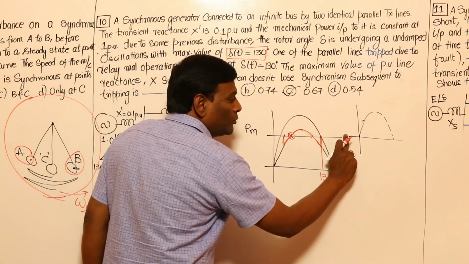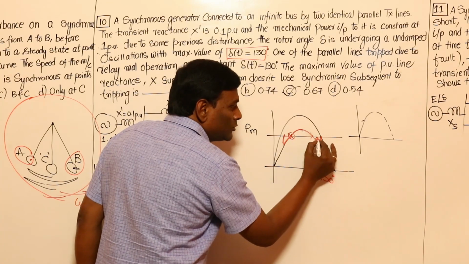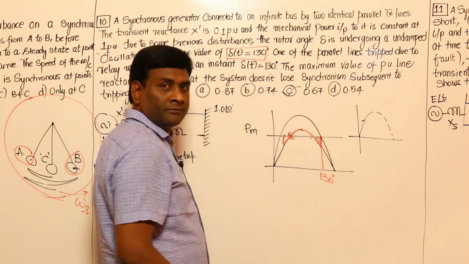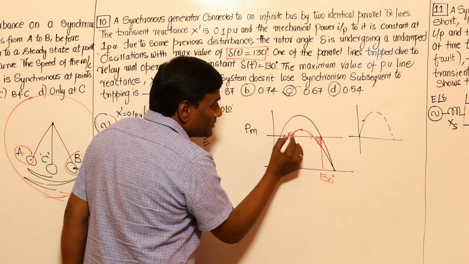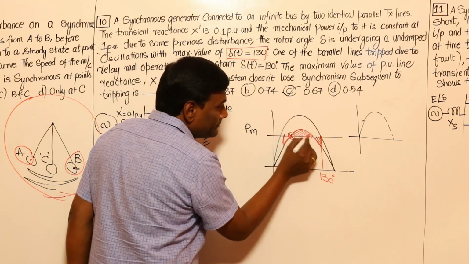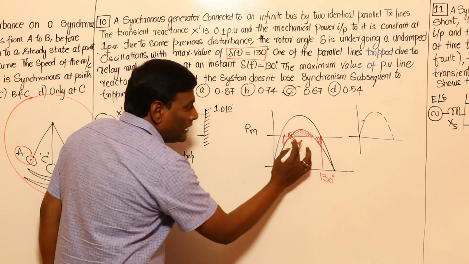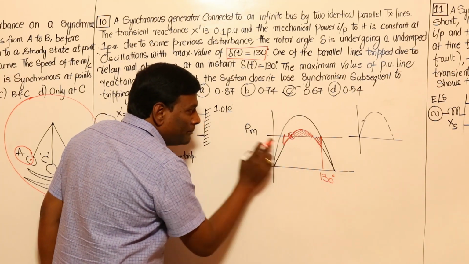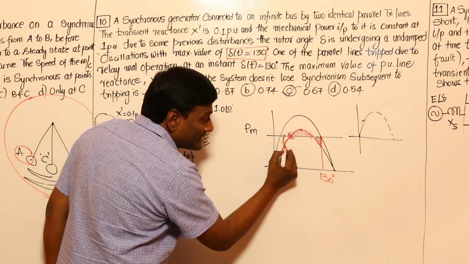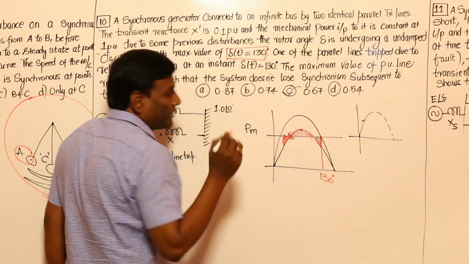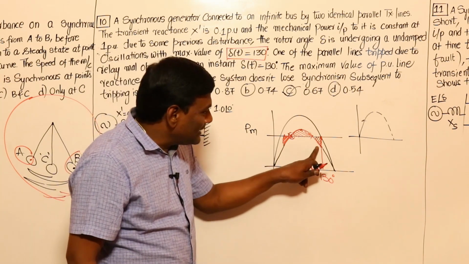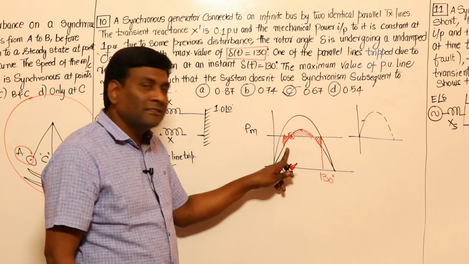So mechanical power is more, electrical power is less. This is going to be acceleration. And here in this area, my electrical power is more, mechanical power is less, so this is going to be deceleration. And if it crosses this, mechanical power is more, electrical power is less. Electrical power will be decided by electrical characteristics, so this is going to be accelerating power again. So this is accelerating, this is decelerating, this is accelerating.